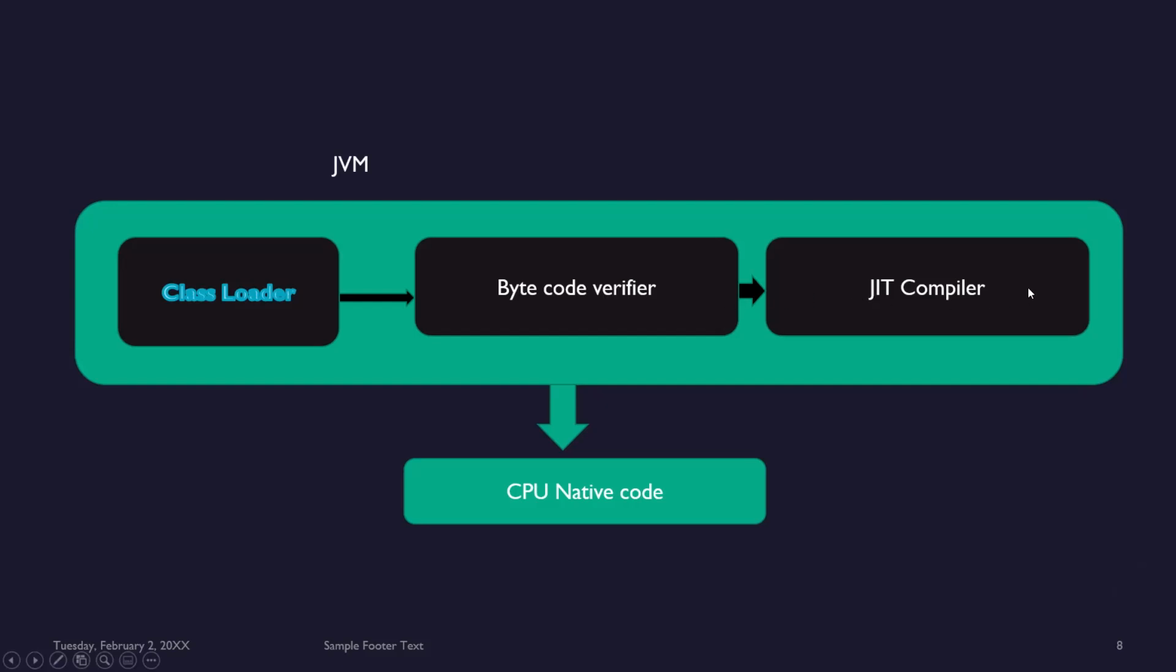After that comes the JIT compiler. JIT we call a just in time compiler. This compiler will generate your code in the CPU native code. CPU native code means 0s and 1s, in the form of 01101. So it will translate your code into 01 form. So this is about the JVM. JVM includes these three different components: class loader, bytecode verifier, and just in time compiler, and then it will generate your code in the CPU native form.